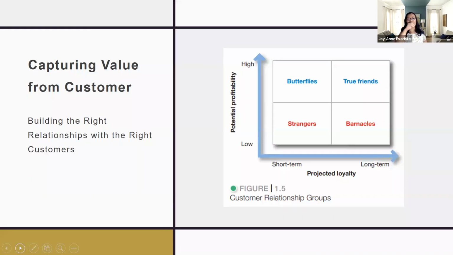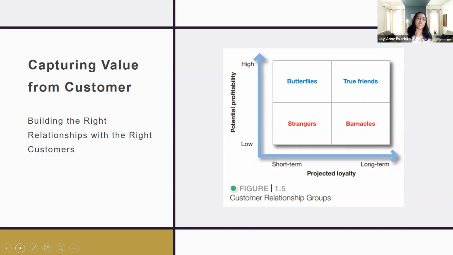Okay, so this one is interesting. We need to understand that not all loyal customers are actually profitable customers. So what we want to have are loyal customers and profitable customers. So how do we build the right relationship with the right customers? This is a diagram that shows us the different categories of customers.